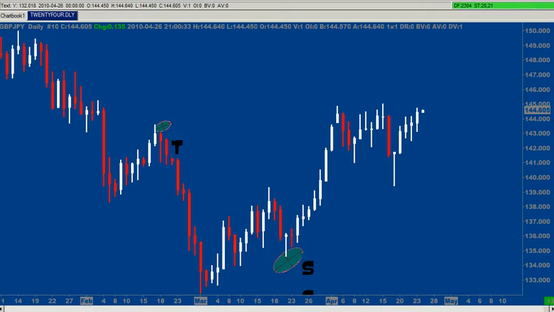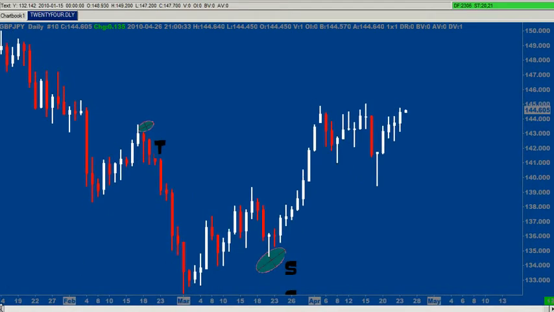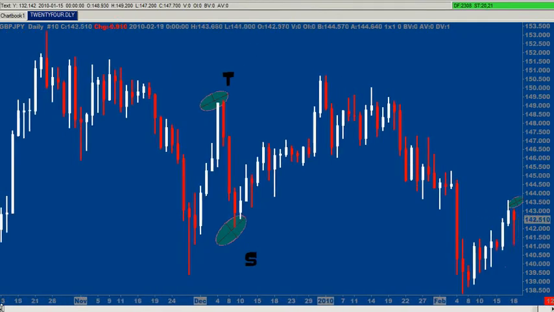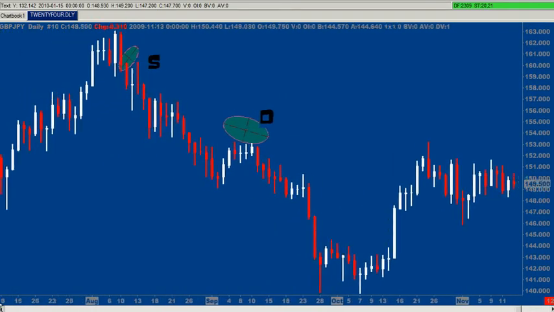Hello traders, today is the 25th of April 2010, and this video is about the TSTW24 and its signal. What is the single signal?